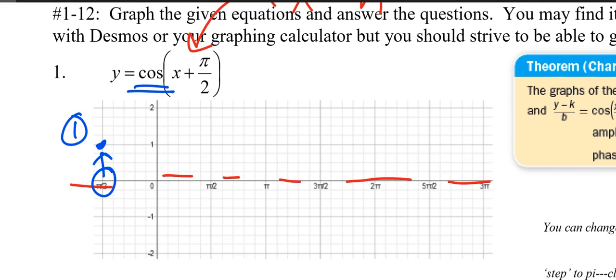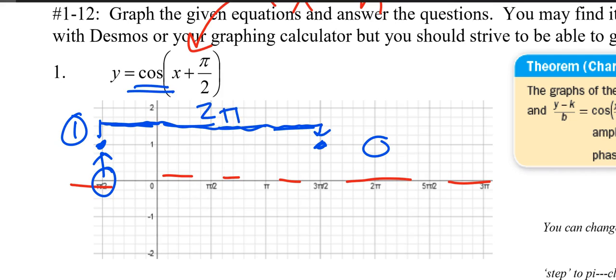Now, before you get all crazy on me, please don't go to here. That's too far, isn't it? Each one of these blocks right here that I'm highlighting is pi over 2. How many of those blocks do we need? 4 of them, right? So the correct location 2 pi units later was right there. Yes, question?